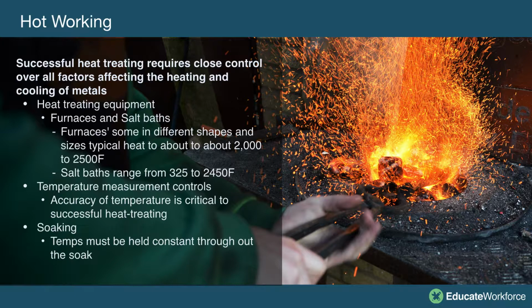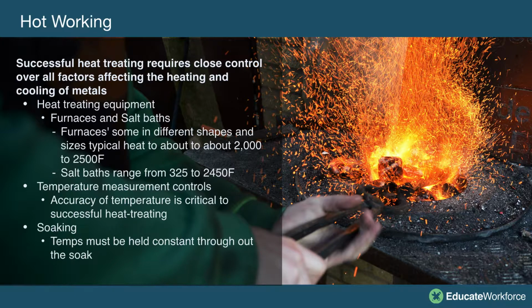When hot working, to be successful, the heat treating requires close control over several factors affecting the heating and the cooling of metals. Heat treating equipment: furnaces, salt baths. Some furnaces typically heat to about 2,000 to 2,500 degrees. The salt baths are going to range from 325 degrees to 450 degrees Fahrenheit. These are going to be used for, remember we talked earlier about soaking the parts. You could put it in a bath and soak it at a specific temperature for a period of time to get the desired effects you want in a metal.